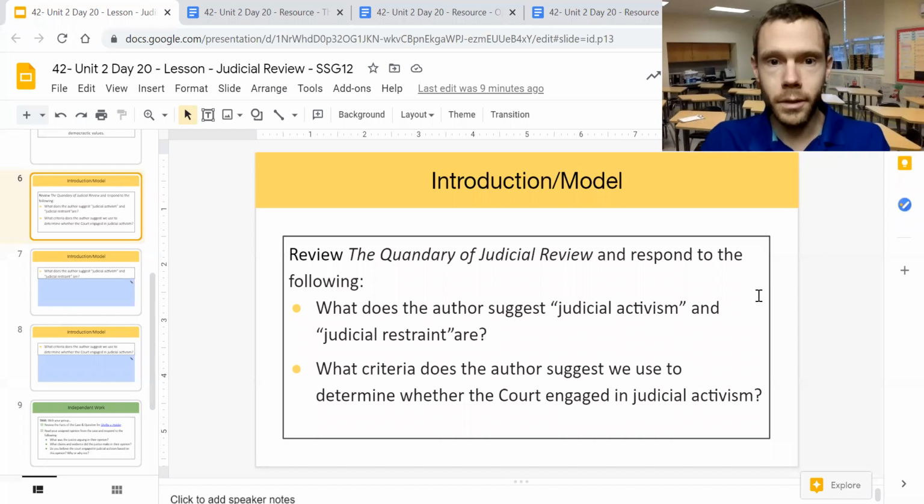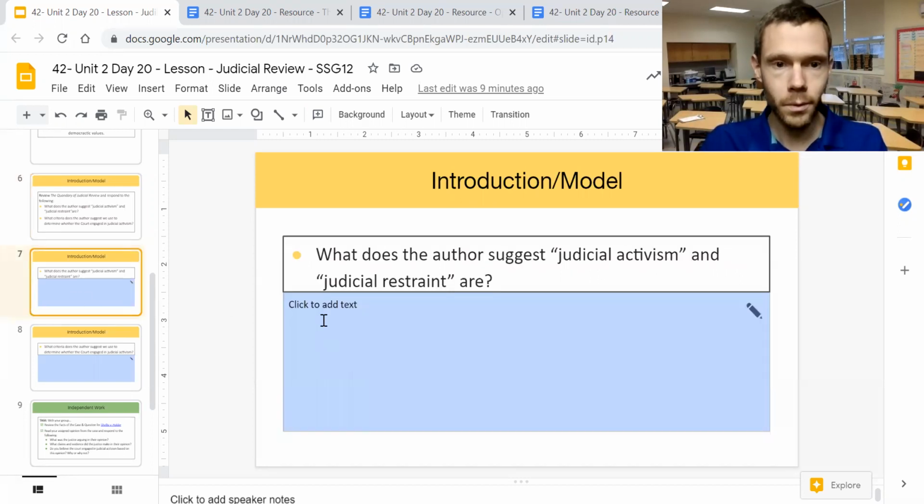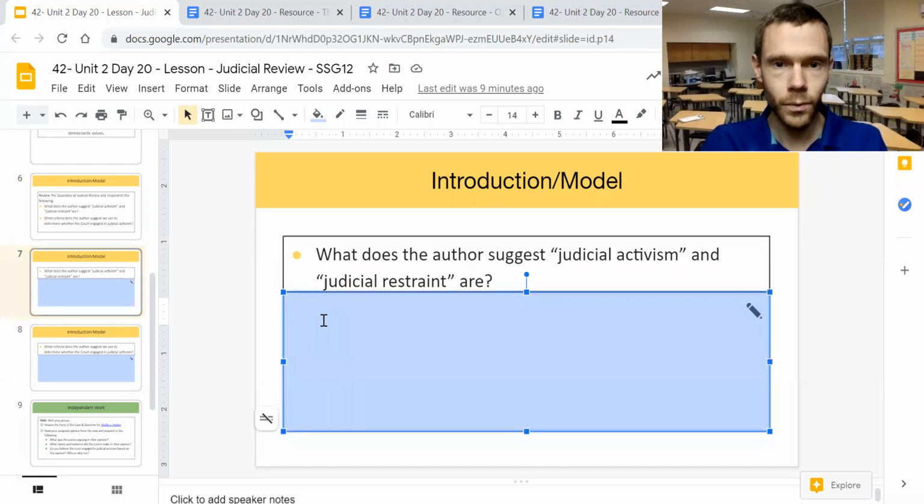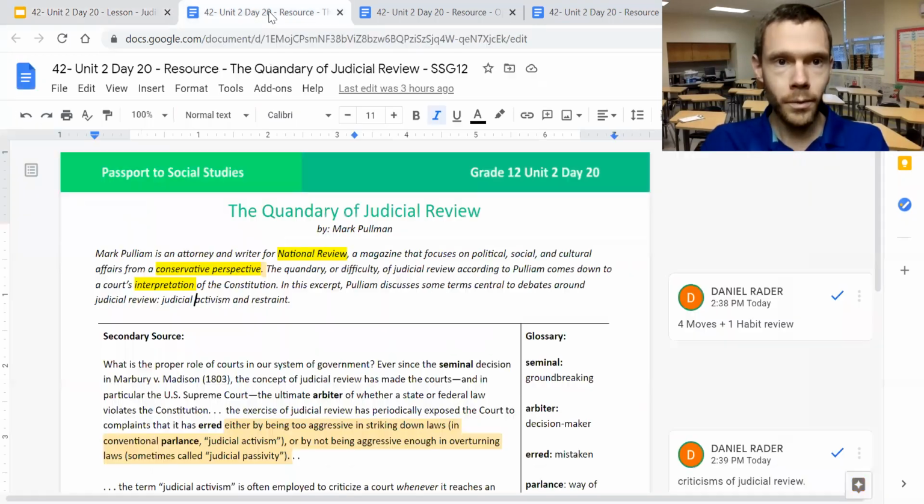In the beginning of the lesson, your teacher will have you look at a document called the Quandary of Judicial Review and respond to these two focus questions. And you'll respond to those questions by typing your response into the blue box for adding text. A few things to point out in terms of my own annotations for this particular document.